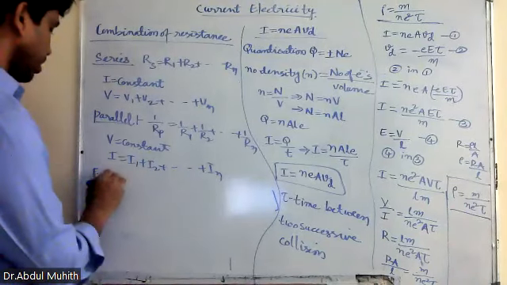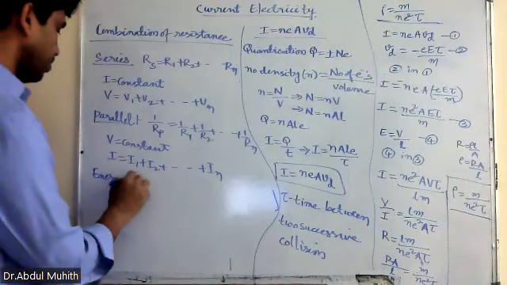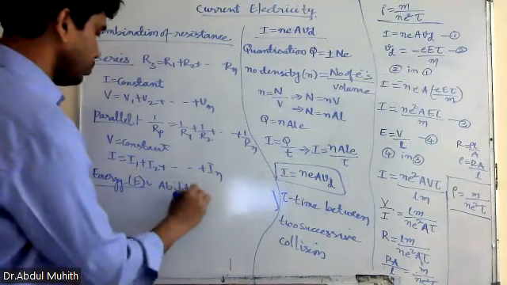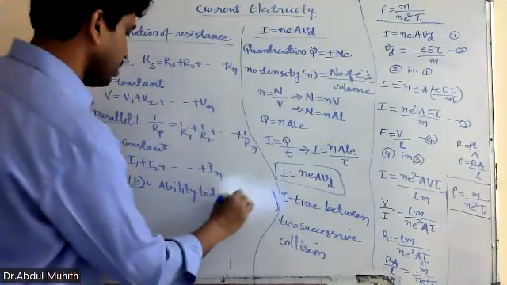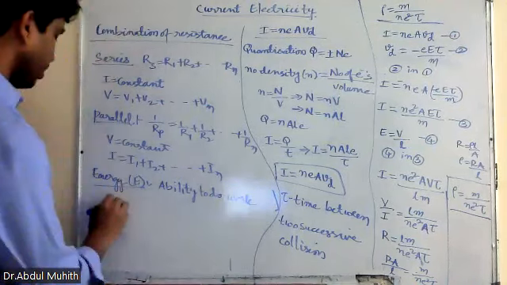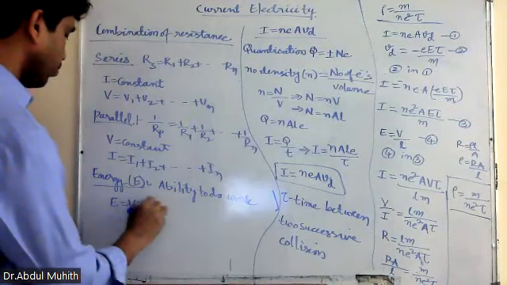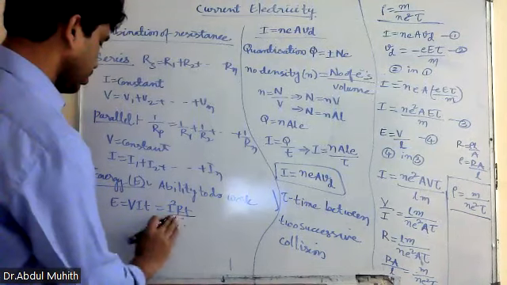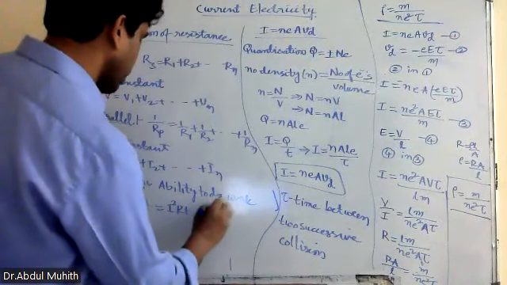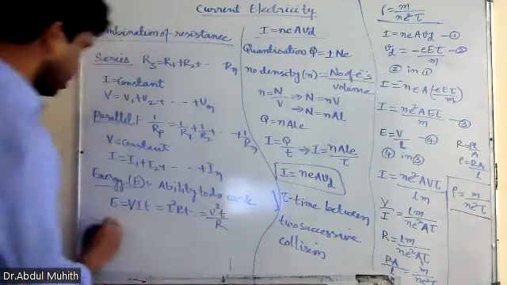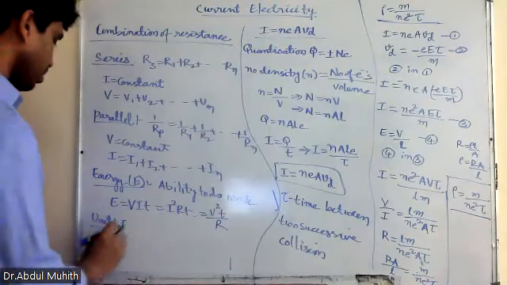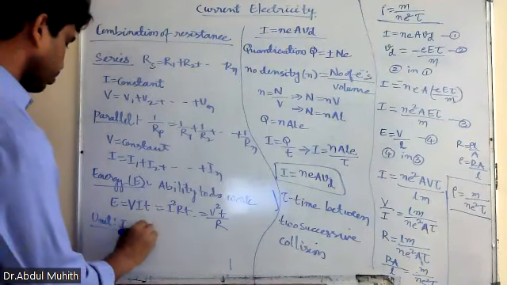Energy. Energy means capital E, which is known as the ability to do work. Ability to do work is said to be energy. So the energy formula is what? E is equal to VIT, equal to I square RT, equal to V square T by R. This is the formula for energy. And it is measured in what? The unit of energy is joules. Or we can write kilowatt hour also.